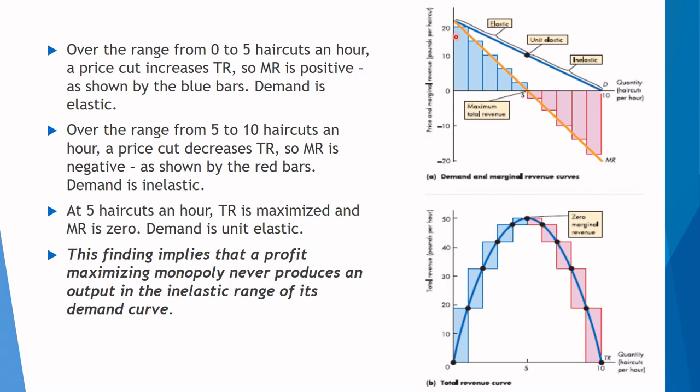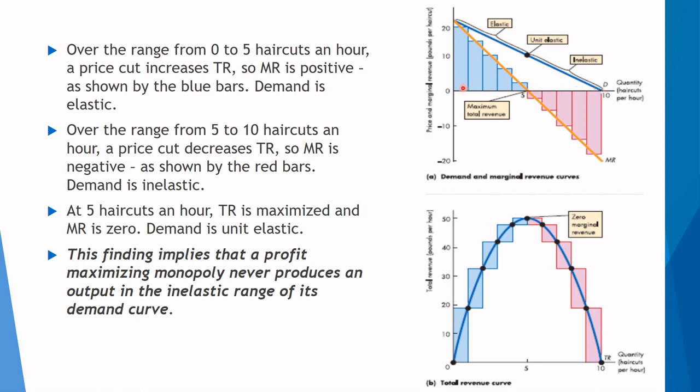So when price is being reduced, your total revenue will increase for the elastic part. Your total revenue will increase and your marginal revenue is positive. These blue bars that you can see represent your marginal revenue. The blue bars are representing positive marginal revenue. How do you understand that it's positive? Because this is your origin, this is your zero axis.